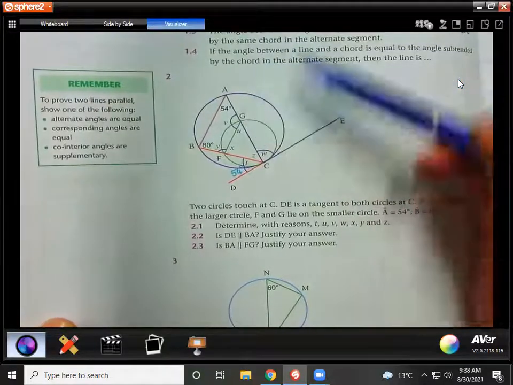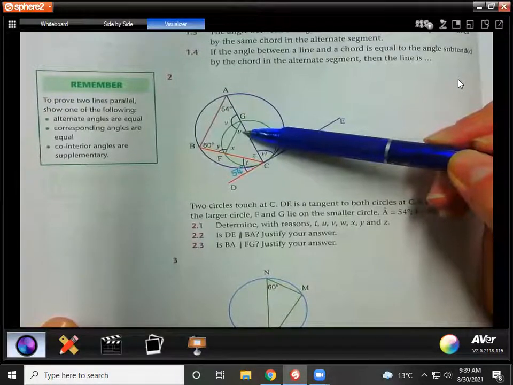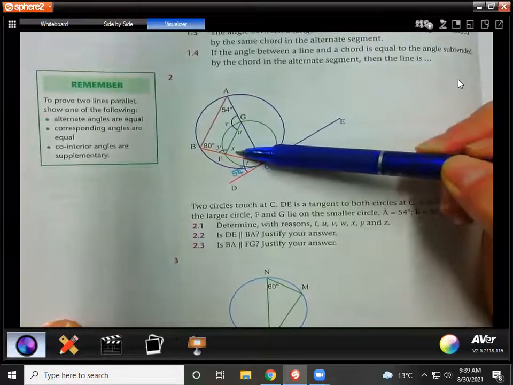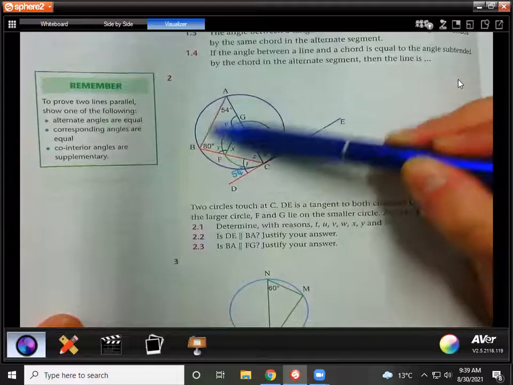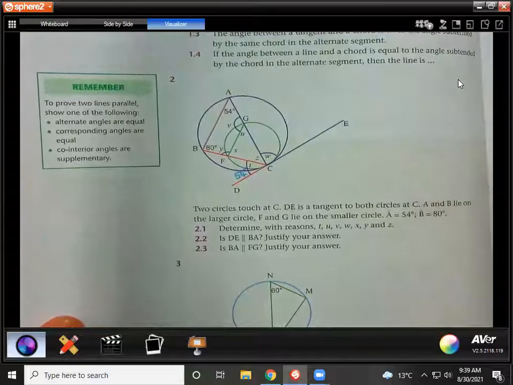So I think I did corresponding angles because that was 54 and that was also 54. And on the other side, it's the same. That was 80, that was also 80. All right, so the F shape we're looking at for this one. So if those corresponding angles are equal, then the lines are parallel.